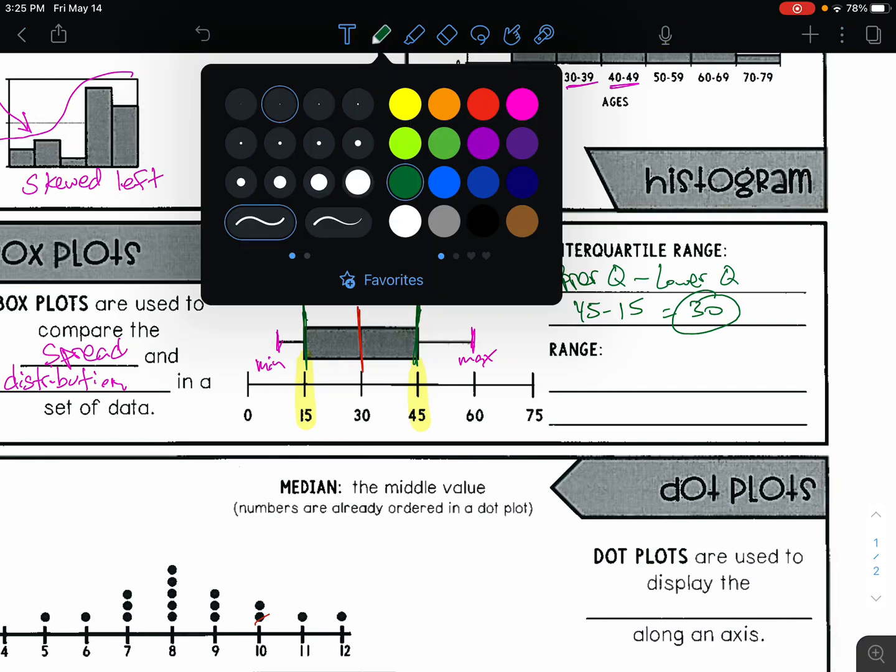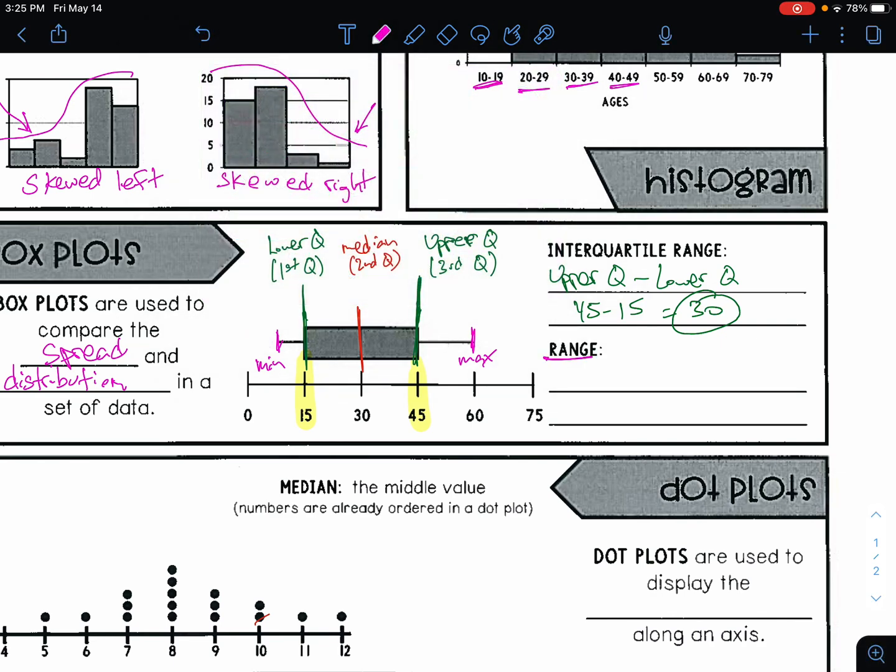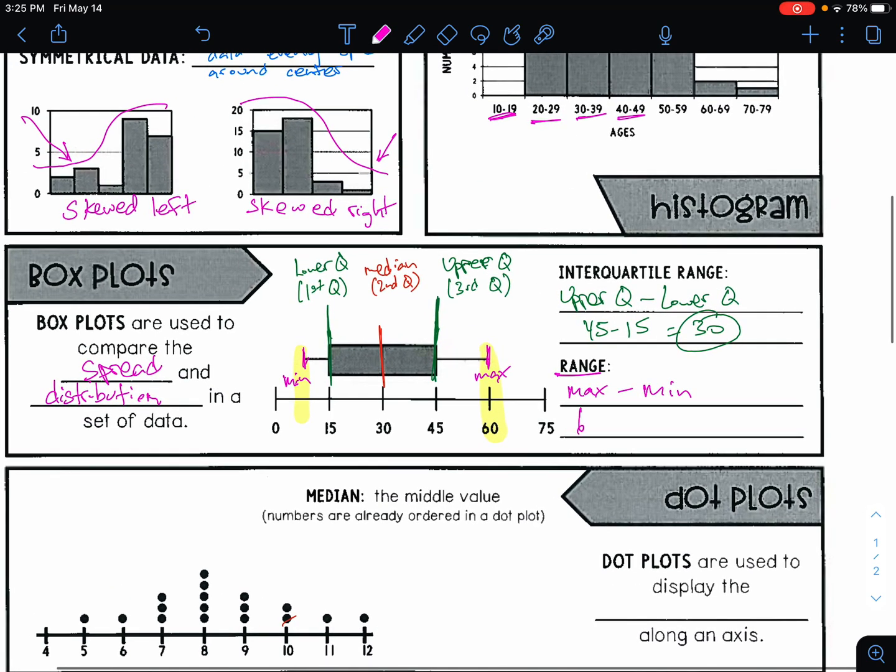Let's take a look at the regular range. Well, that's just the max minus the minimum. And the max is 60. The minimum is between 0 and 15. Let's go ahead and say 7.5 maybe. So I'd say 60 minus 7.5, and that gets us, I believe, 52.5. So that's going to be our range.